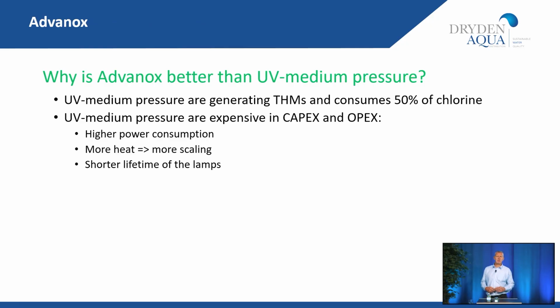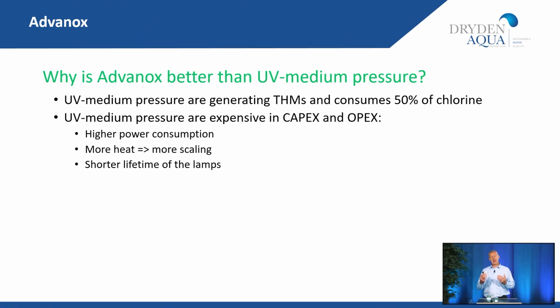Why is Advanox better than medium pressure UV? Medium pressure UV generates THMs in the form of chloroform, as just explained, and consumes about 50% of chlorine. So free chlorine that's passing through the chamber will also be photolyzed, reduced. The same thing can happen a little bit with Advanox, because we bring a little bit of hydrogen peroxide into the system, and that does neutralize a little bit of free chlorine as well.